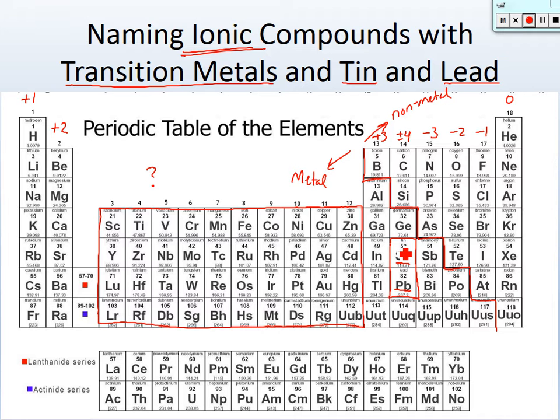So a couple things I want you to have out. Your periodic table is a must, so have a periodic table out. Also have a polyatomic ion table, because we're going to talk about polyatomic ions again. Okay, and then also your chapter 5 guided notes. All right, let's get started.